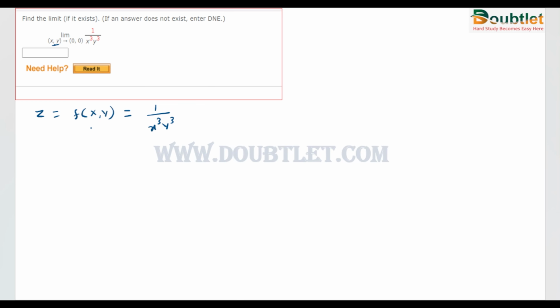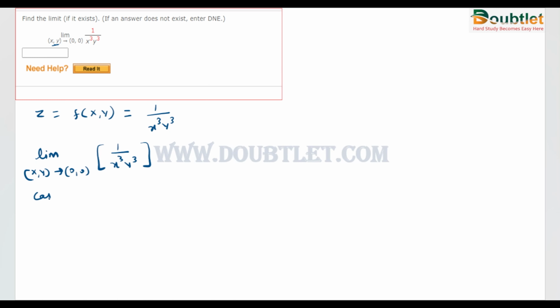y cube. Now, we have to find the limit as x comma y tends to 0 comma 0, meaning x tends to 0 and y tends to 0, and where this function will lead when x and y both approach 0. So this is what it is asking. To solve such types of questions, we will consider three cases.